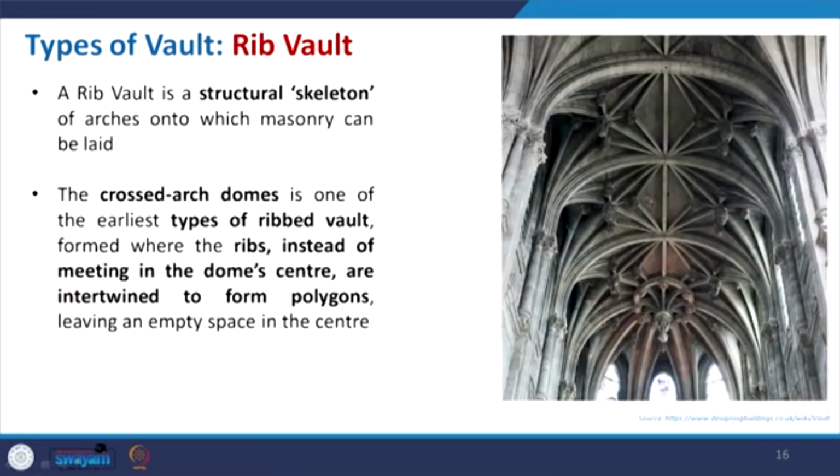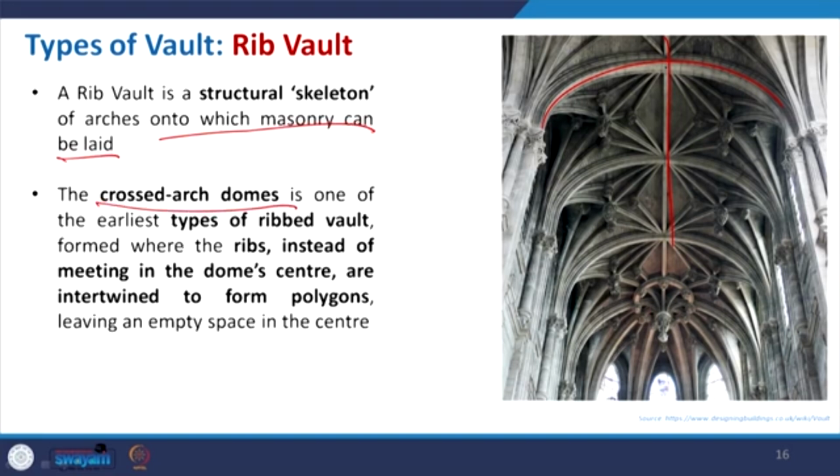Coming to the rib vault, so a rib is similar to your skeleton. Where the vault is being created, the structure on which the masonry work or your concrete work is done is basically a form of a skeleton. You can see how beautifully, with symmetry and proper geometry, an experiment like this has been created. So, a rib vault is a structural skeleton of arches onto which masonry can be laid. What I just mentioned is the same thing.